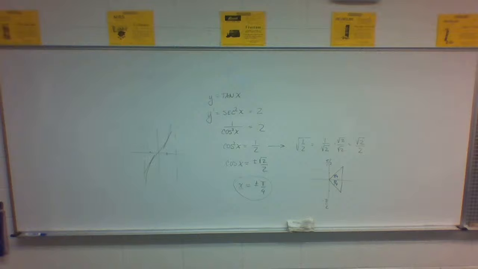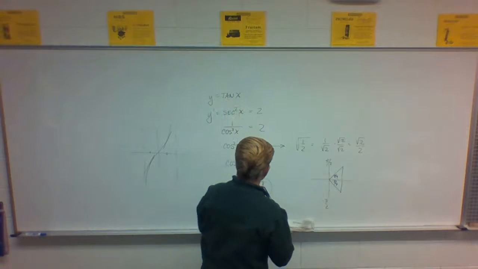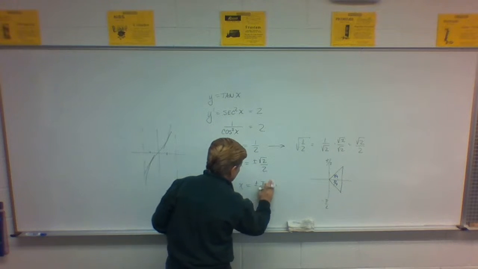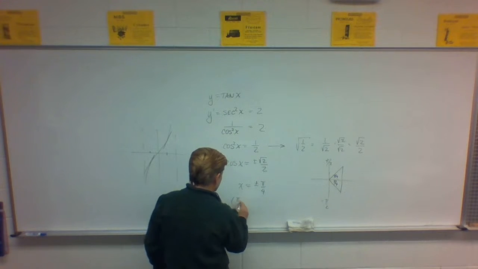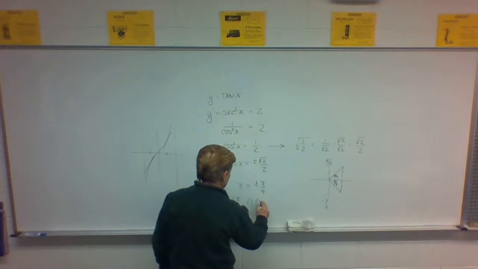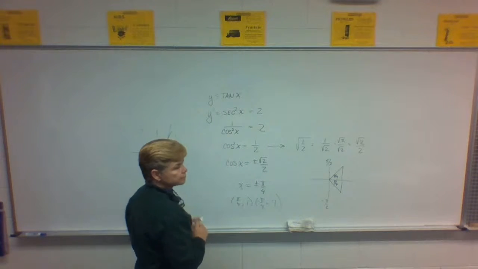Other questions or more discussion? I have a question on the same one. It says find the points on the curve, so do we gotta find the y values? Yeah, you do. Tangent of 5/4 is 1 or negative 1. So the answer is not this. The answer is 5/4, 1 and negative 5/4, negative 1. These 2 points right there and right there.